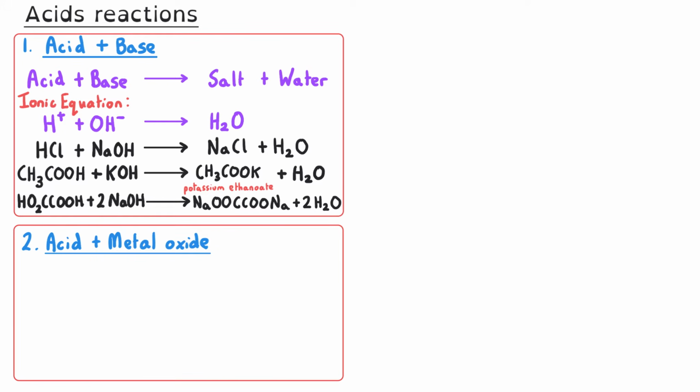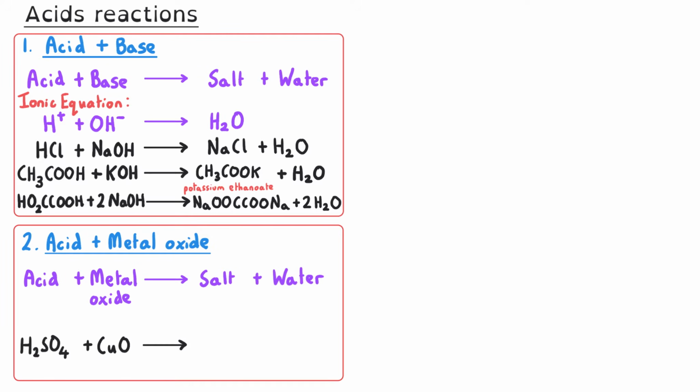Acids can also react with metal oxides. When this happens, we still make a salt and water, and I'm showing an example of the equation here.